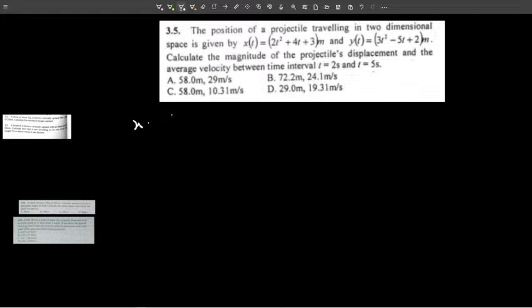We're given x to be 2t square plus 4t plus 3. And we're given y. Let me do a color for y. We're given y to be 3t square minus 5t plus 2. All right.